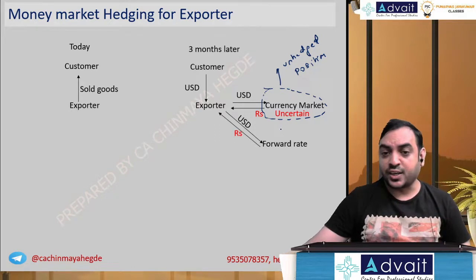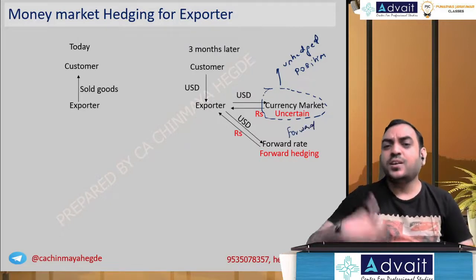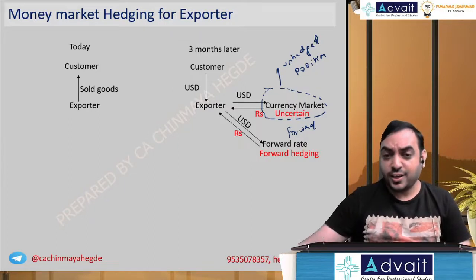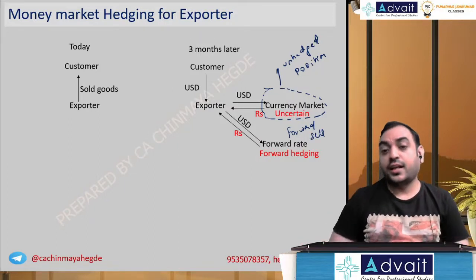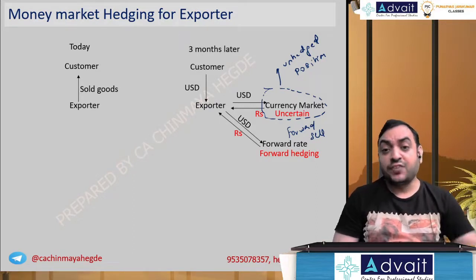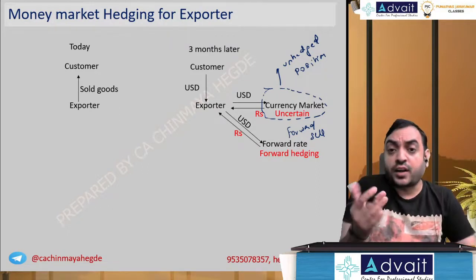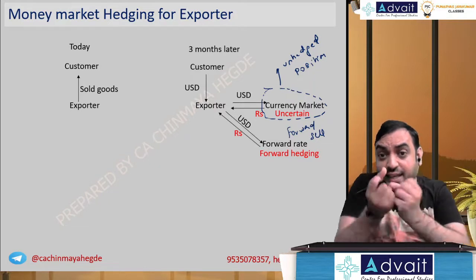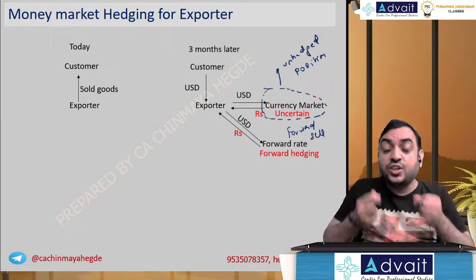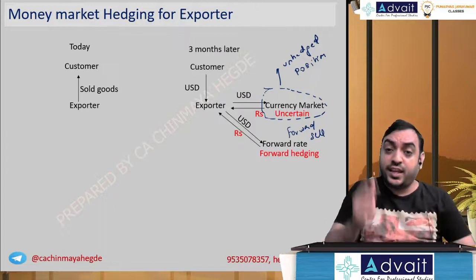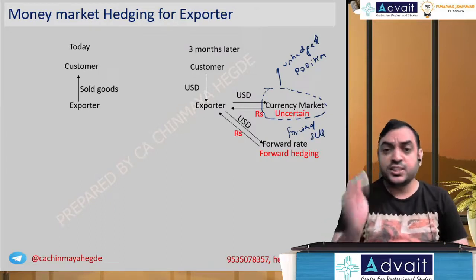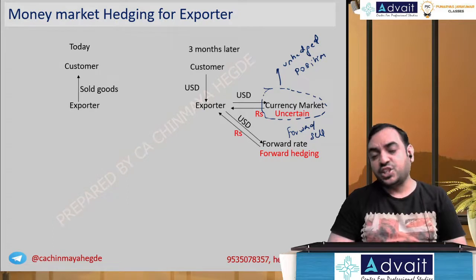And what market do you go to? The forward market. You're going to enter into a forward sell, right? Why forward sell? Dollar I'm selling. So it's going to be a forward sell contract. A forward sell contract is called forward hedging. If I keep it open, that's called an unhedged position. I enter into a forward contract so that the rate at which I get my money is fixed today, predetermined today, called the forward rate. This process is called forward hedging.